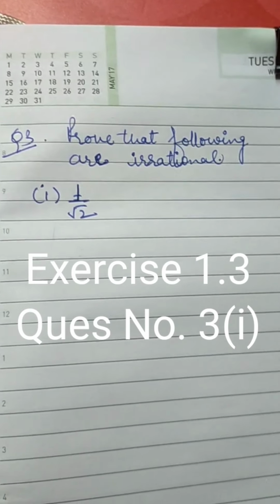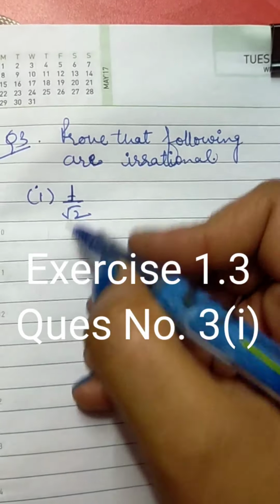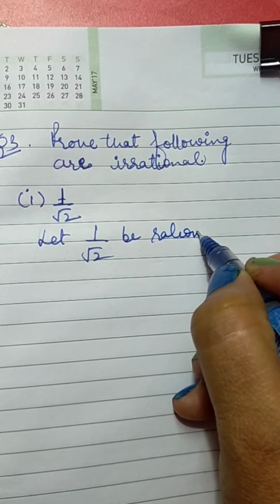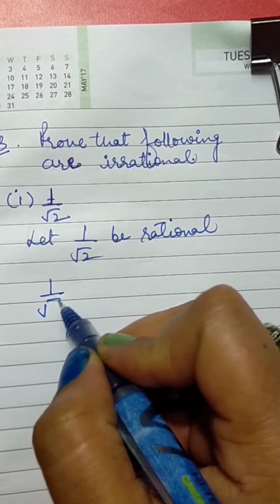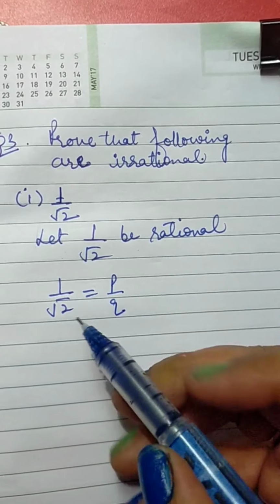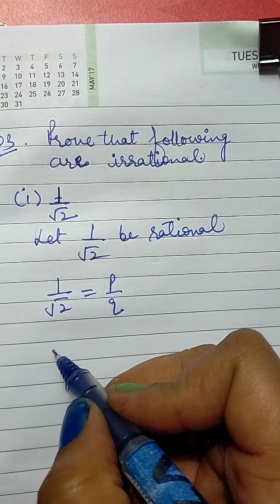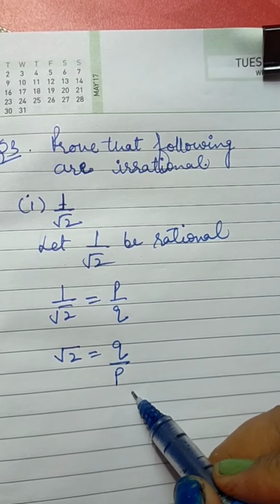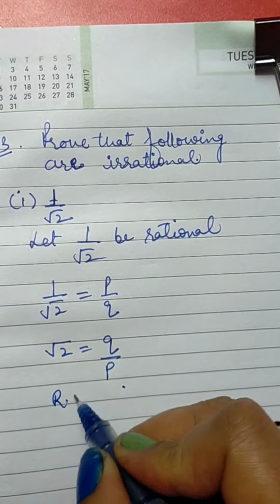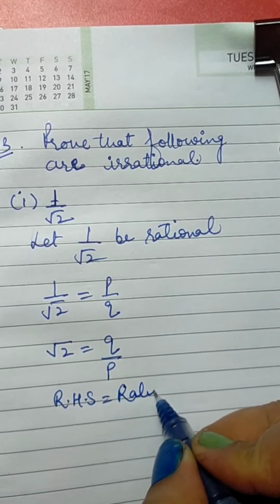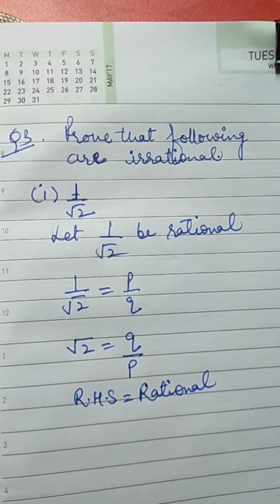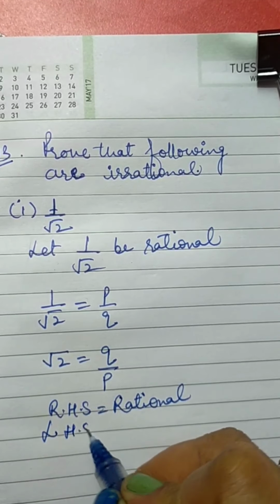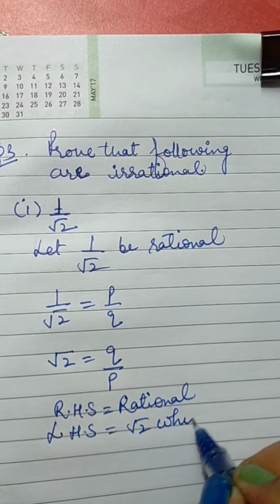Now in the third question, we have to prove that this is irrational. Again the same procedure. Let 1 over root 2 be rational, and if it is rational, we can write it in the form of p over q. You simply take its reciprocal or cross multiplication. I am taking the reciprocal of it. It becomes q over p, which is already integer over integer. That means the right side is rational because it is in the form of p over q, or integer over integer. Whereas the left side is root 2, which is irrational.